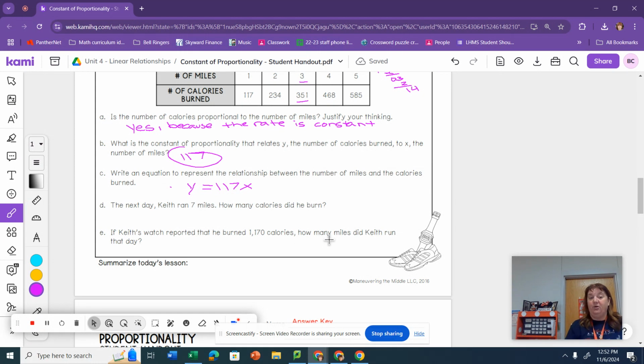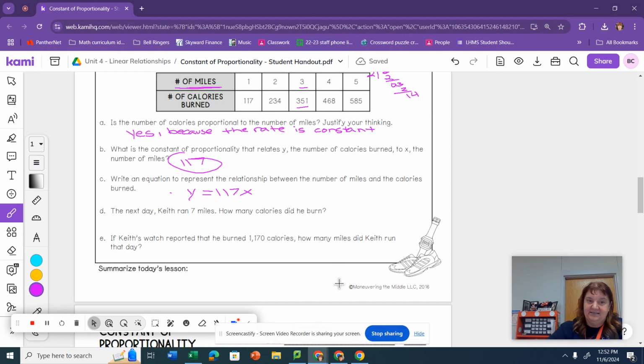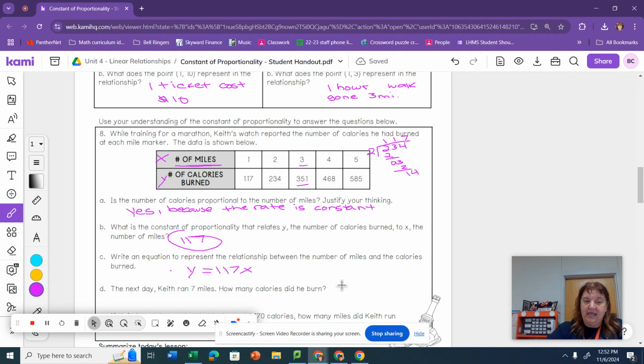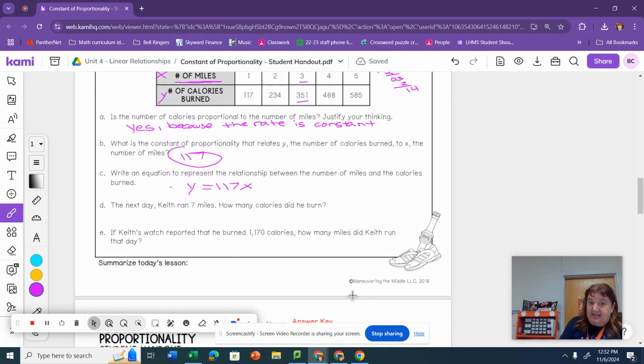The next day, Keith ran 7 miles. How many calories did he burn? Well, all you have to do is remember, the number of miles is the x. If we look at this table, this is the x, this is the y. So we're just going to put in a 7. We're going to go y equals 117 times 7, and that would give us our answer. The answer there is 819.